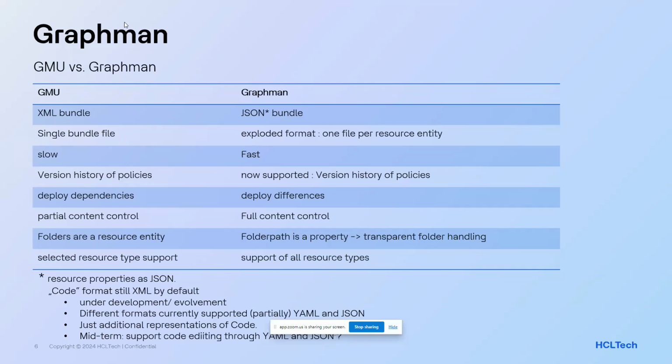That means also in GMU you have partial content control, while in Graphman you have the full content control. You know exactly what you are doing. Right? Transparency is key here.